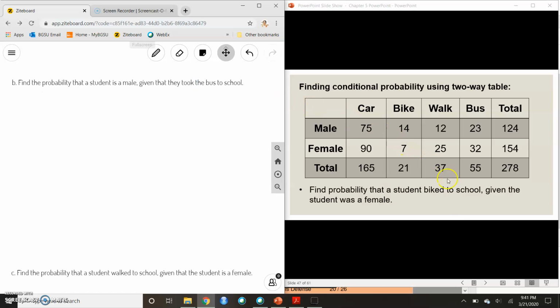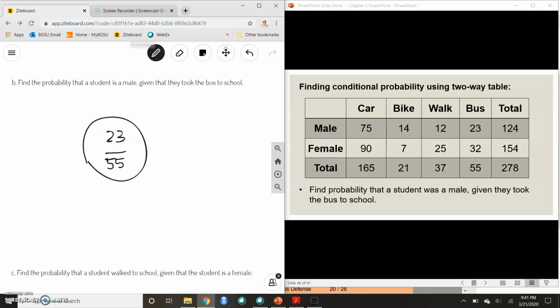Now, part B, we want to find the probability that a student is a male given that they took the bus to school. So like before, we have a condition criteria. The condition is that they took the bus to school. So here, we're looking at the row or column with bus. In this case, it's a column. The bus total becomes our denominator. And then out of those who took the bus, we see that 23 of them are male students. And so our answer becomes 23 out of 55.